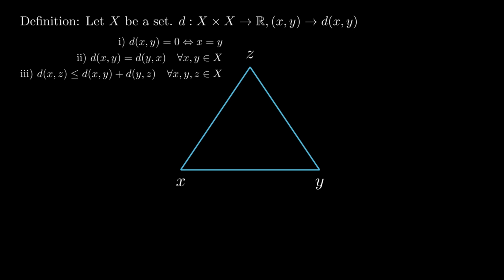Symmetry. The distance between one element and another is the same as the distance when measured in the reverse direction. This property is known as symmetry.